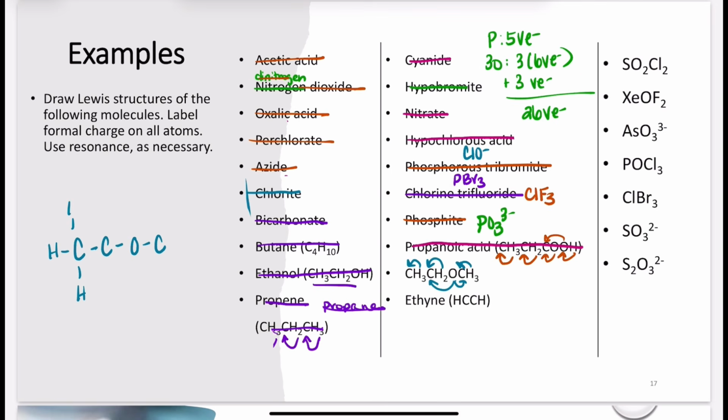CCOC, 3 hydrogens, 2 hydrogens, 3 hydrogens. And if you add up your valence electrons, you're going to see you have just enough to give oxygen its octet with its lone pairs. Oxygen will always get its octet with its lone pairs. It's quite happy to do that, and it's always going to get its way.